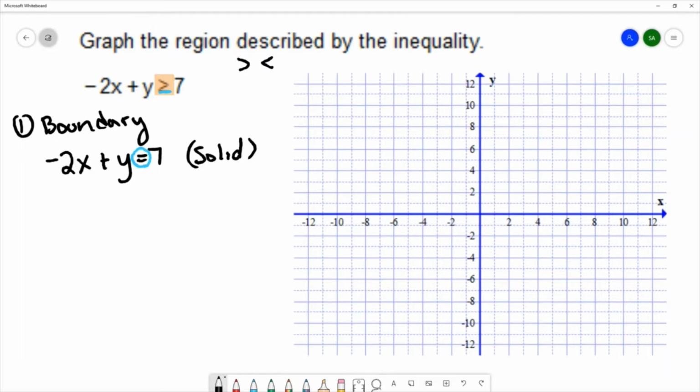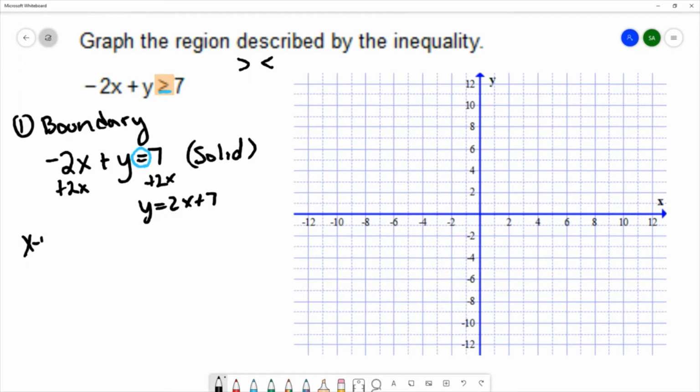I'll find the x and y intercepts to draw this line, or if you prefer, you can put it in slope-intercept form, which is pretty easy here. You can add 2x and get y equals 2x plus 7. We have a y-intercept of 7 and a slope of 2. But I'm going to proceed with the intercepts.